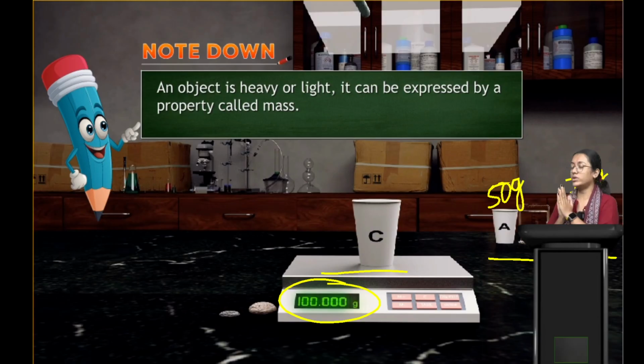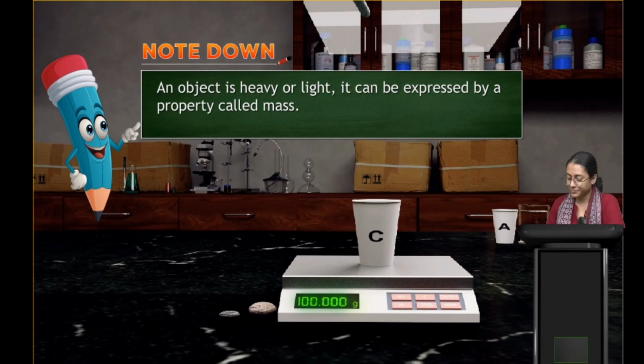Right. So, everyone note down that whether an object is heavy or light can be expressed by a property called mass. The mass we are talking about is the amount of how the object is feeling light or heavy. If the object is heavy, that means it has more mass, and if the object is feeling lighter, that means it has less mass in it. Clear, everyone?